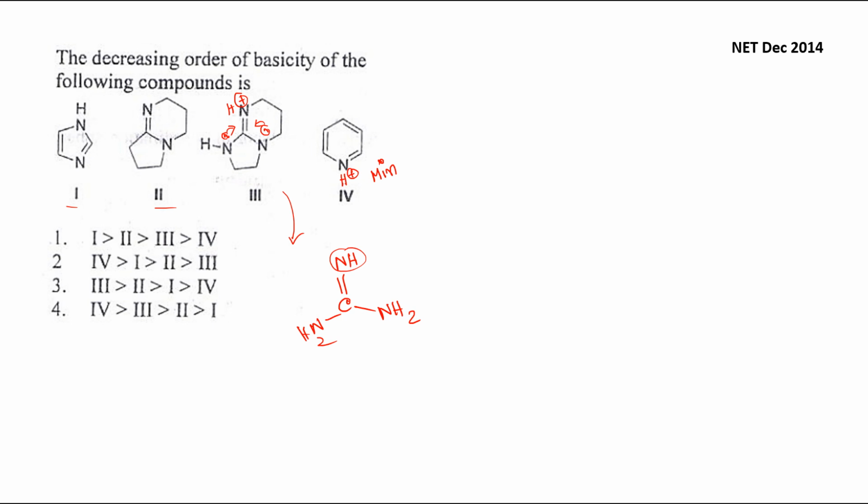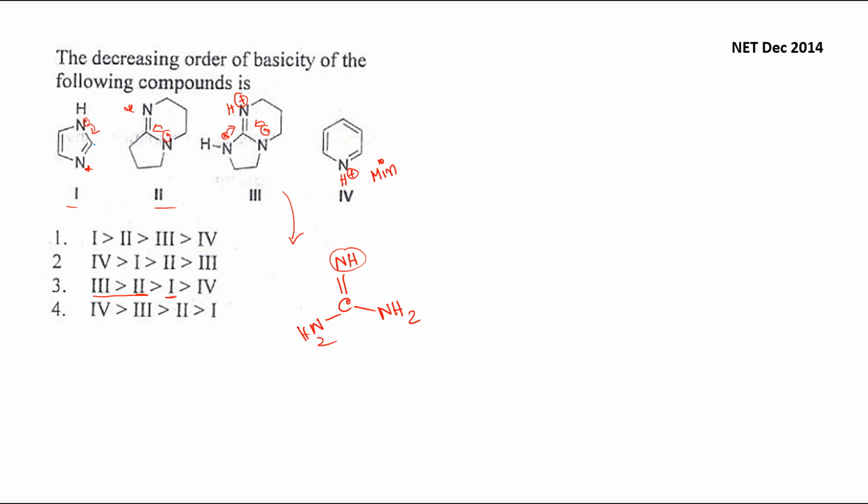Now if 3 is maximum basic and 4 is minimum, that means option 3 should be the correct option. But in option 3, 2 is before 1. So why is 2 more basic? Let's try to understand. In case of 1 and 2, this nitrogen which is part of the double bond will be protonated, and here also the nitrogen which is part of the double bond will be protonated. So resonance is possible like this, and here also it is possible. But what is the difference between these two?